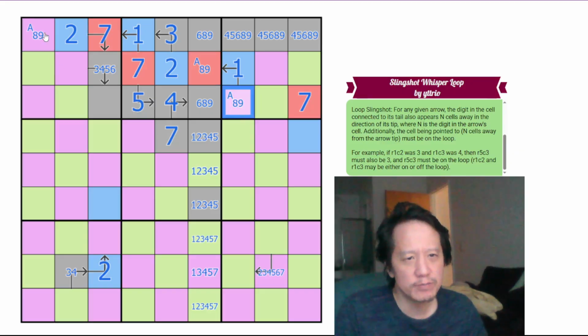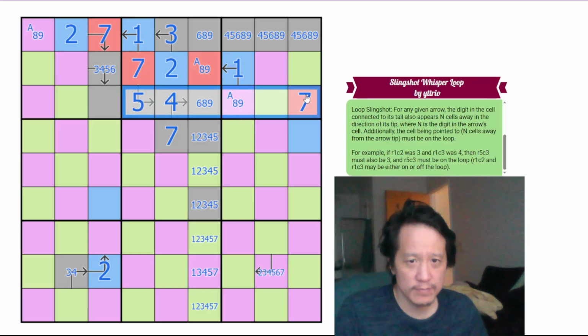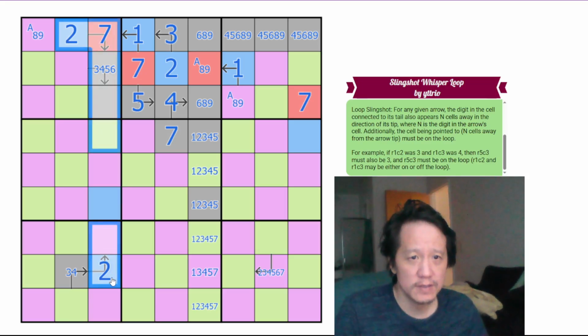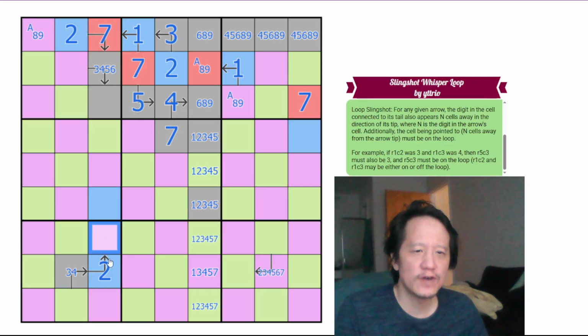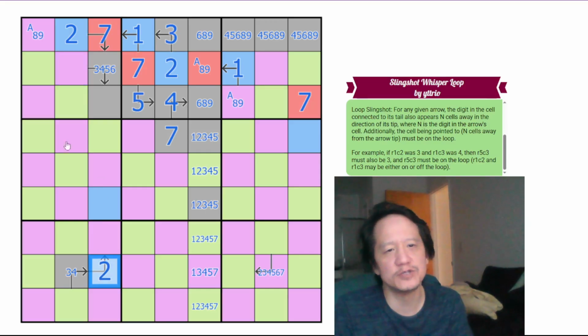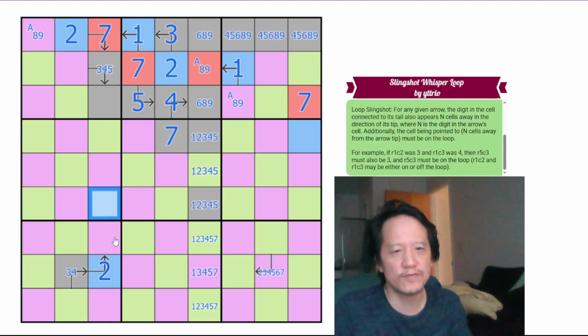This is the same digit. This is 5 away. 7 away is here. 3, 4, 5, or 6. Okay, cannot be 6 because that would be the same digit as that, which is not allowed, because that wouldn't be 2. So this cannot be 6. It's 3, 4, or 5.